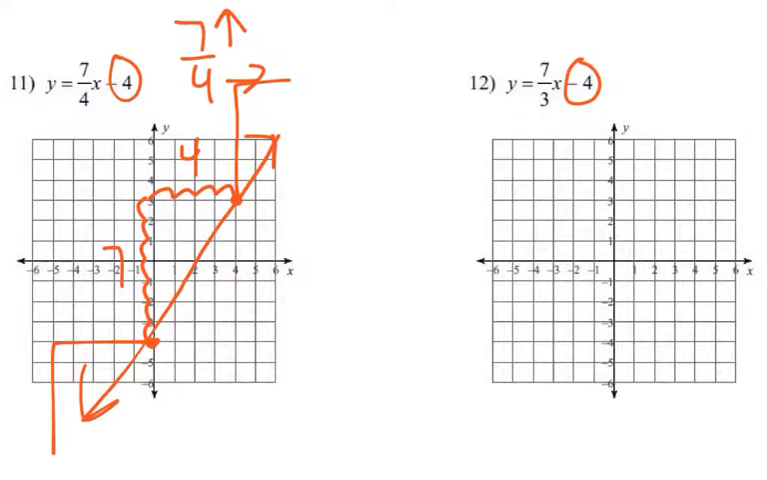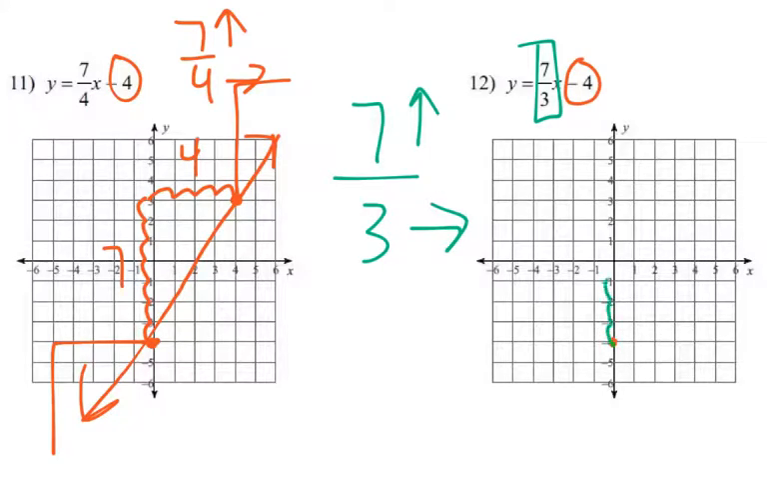Okay, y-intercept of -4 again. This one's almost identical, isn't it? Slope of 7 over 3, so up 7, to the right 3, 1, 2, 3, 4, 5, 6, 7, 1, 2, 3, which they almost look identical, don't they? Because their slope is only slightly different.